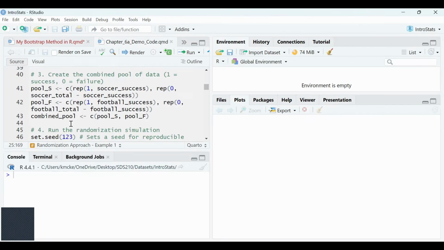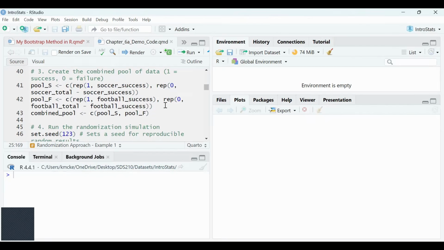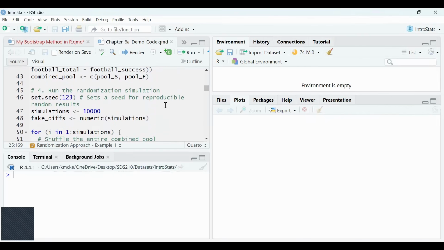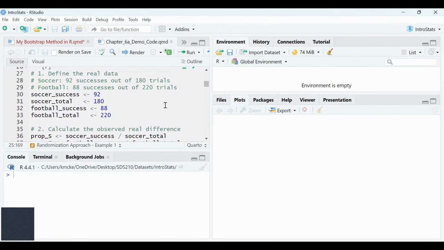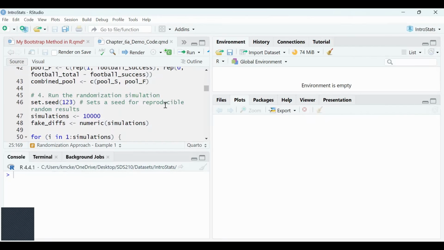And then we're going to combine this into one big, huge pool by concatenating these two vectors that we just made. So now we have a great big pool of 400 people with 92 plus 88, so 180 successes.